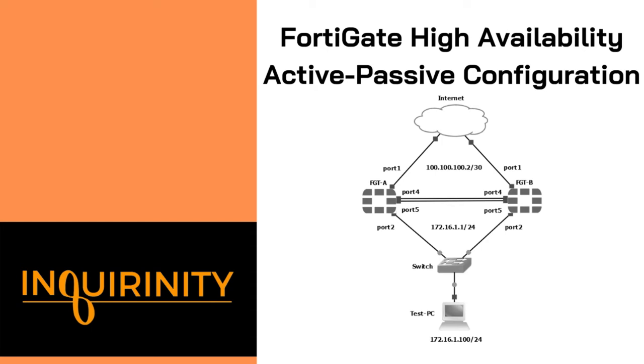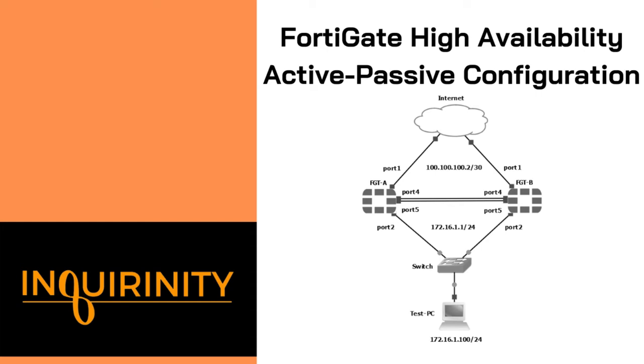A quick overview for our sample network. So we have a single ISP with an IP address of 100.100.100.1/30. Port 1 of our FortiGate firewalls FGT-A and FGT-B will have an IP of 100.100.100.2/30, so it will serve as our WAN interface. Port 2 will be our connection to our switch. So this will be our LAN interface and will have an IP of 172.16.1.1/24.